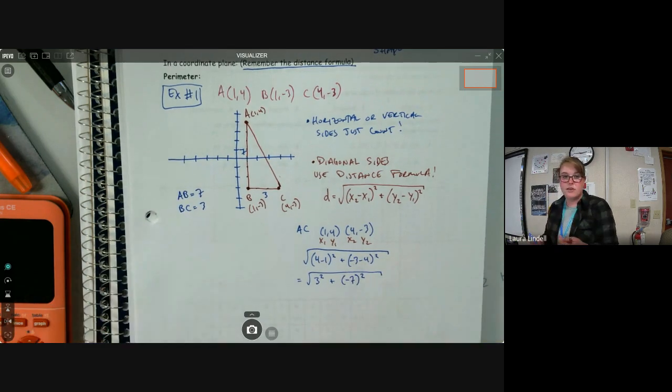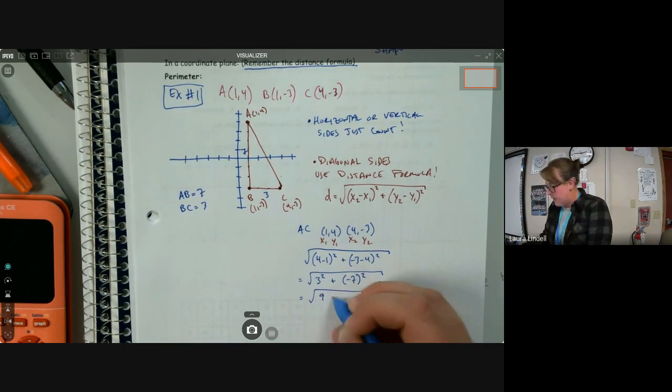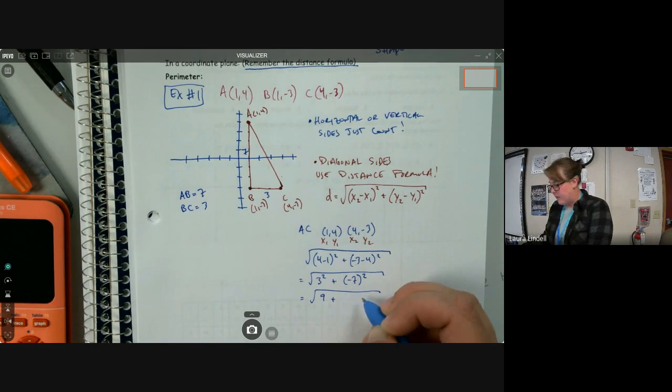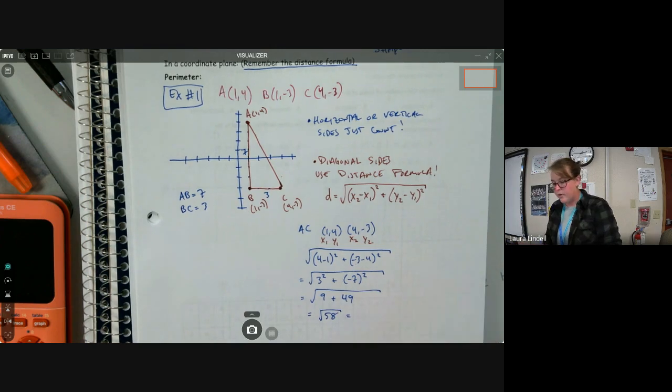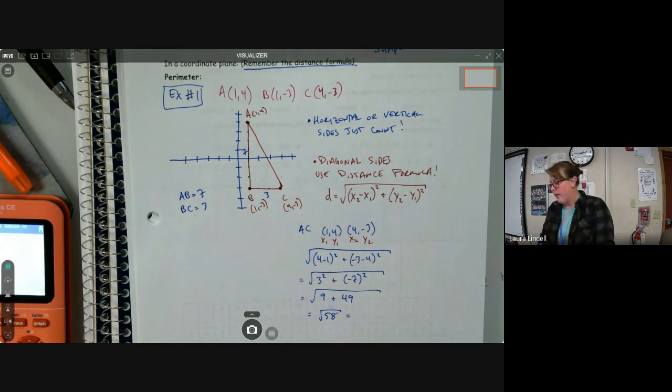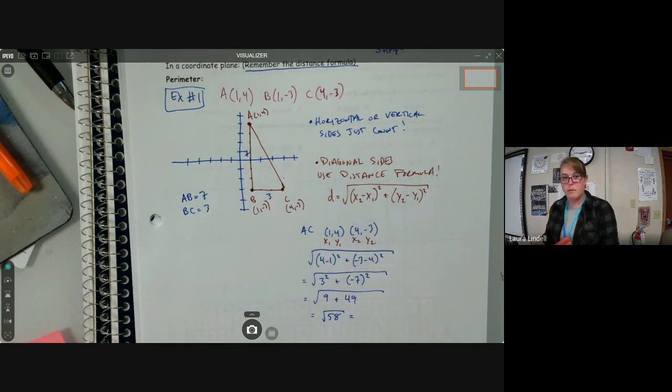If you're ever not sure, just use a calculator. 3 squared, 3 times 3 is 9. -7 squared, which is -7 times -7, is 49. Then we just add those together. 9 plus 49 is 58. And then you're going to want to do this next part in your calculator, because knowing square root of 58 is the answer isn't really all that helpful when I'm trying to find the perimeter. I want an actual distance.